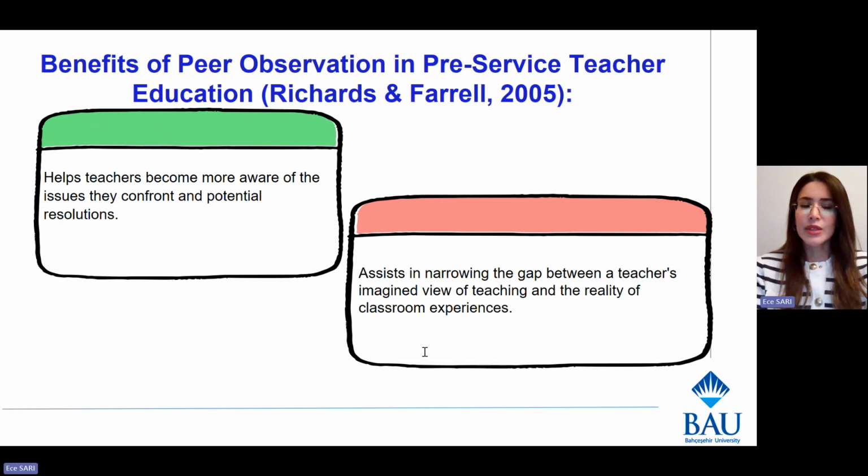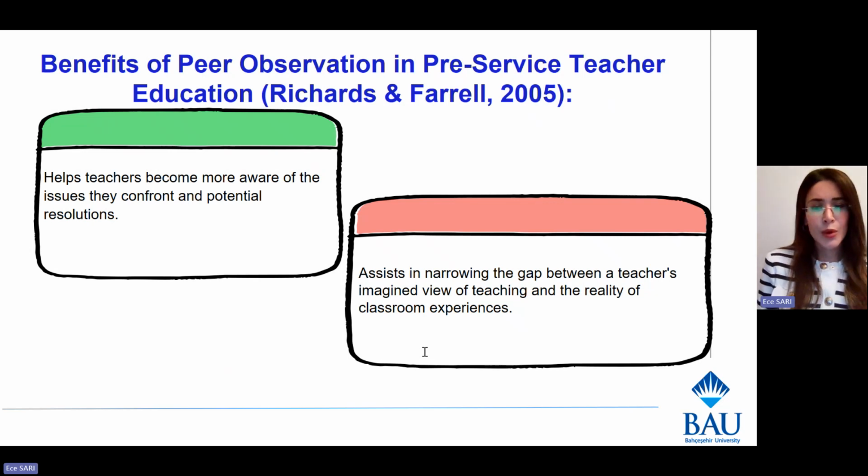Let's have a look at what Richards and Farrell say about the benefits of peer observation. Their research shows that peer observation is an important part of teacher development because it makes teachers more aware of the problems they face and, more importantly, gives them ways to solve them. Besides that, this practice helps close the gap between what a teacher thinks teaching is like and what actually happens in the classroom. Basically, it's a useful tool for making sure that expectations are in line with what teaching is really like.